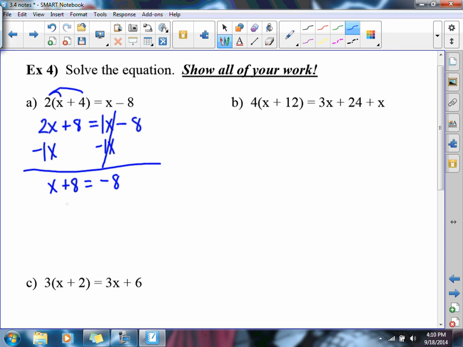So I just have to get rid of that plus 8. So I'm going to minus it over to the other side. So x, the 8 and the negative 8 cancel, equals negative 16.